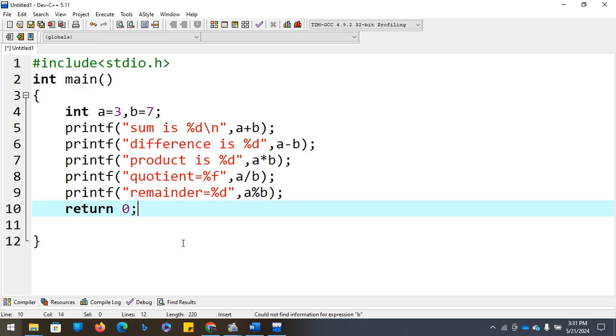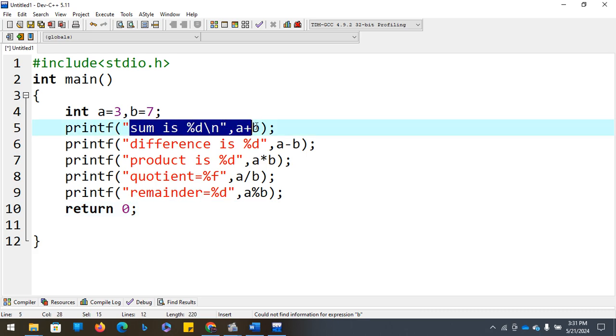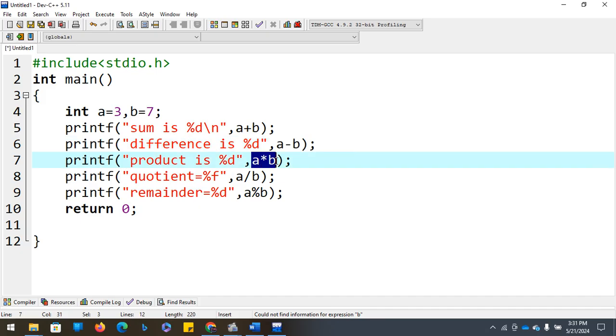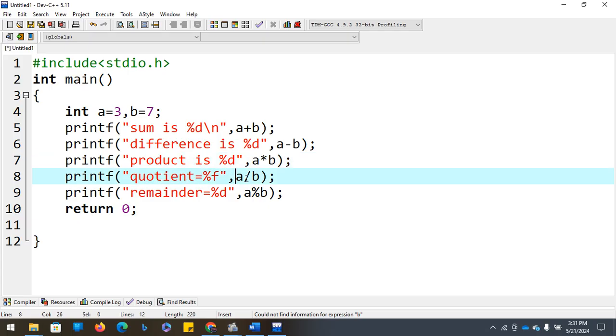So here we can see for sum we'll get using a plus b. To find the difference we have to put a minus b, and to find the product we have to put a into b, that is asterisk. To find the quotient we have to put a slash b. Forward slash only can be used, backward slash is not applicable here. Similarly, to find the remainder we have to use a, then percentage, then b. So let's save it.